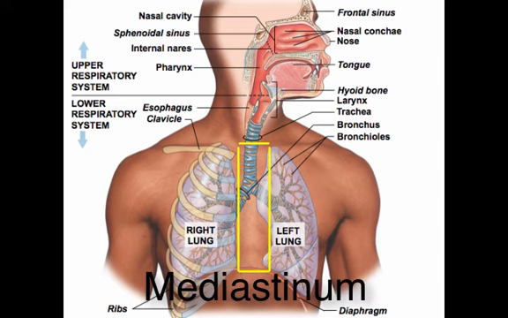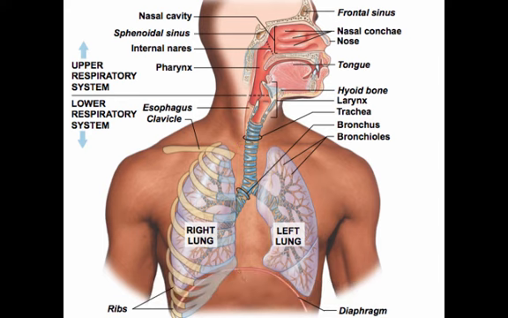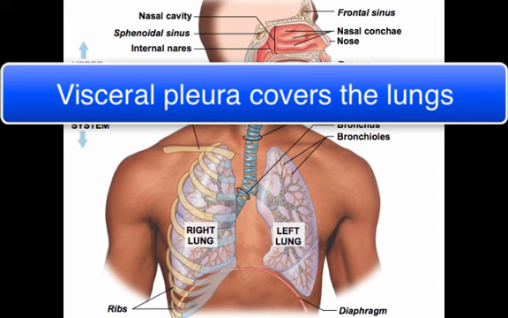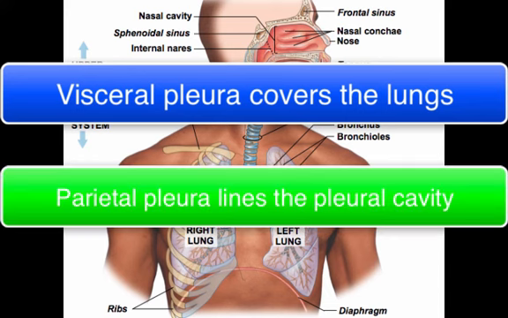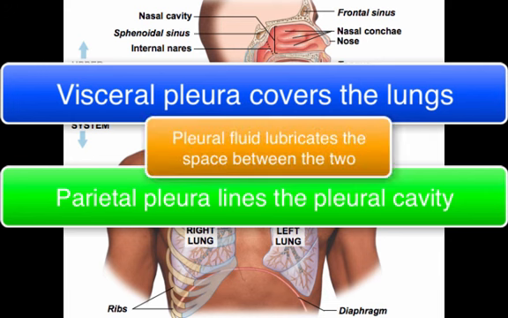The right and left lungs are separated by a space in the thoracic cavity called the mediastinum. Each lung is held in the pleural cavity that is lined with a serous membrane called the pleura. The pleura consists of an inner visceral pleura that covers the lungs and an outer parietal pleura that lines the pleural cavity. Pleural fluid lubricates the space between the two layers, helping to reduce friction during expansion of the lungs during inspiration.